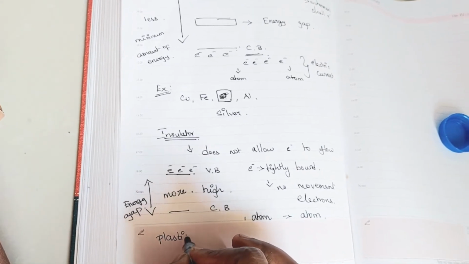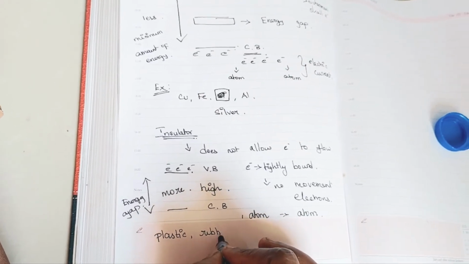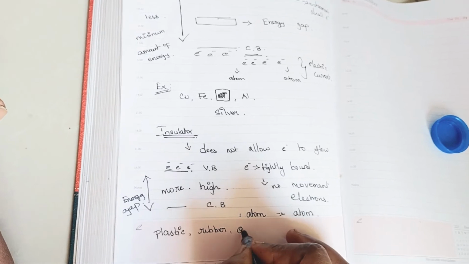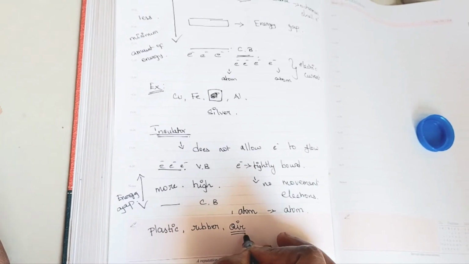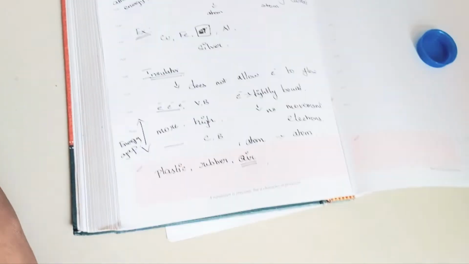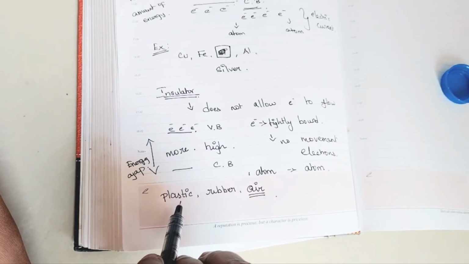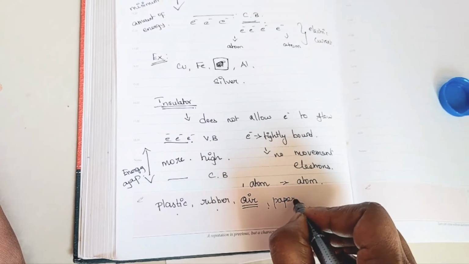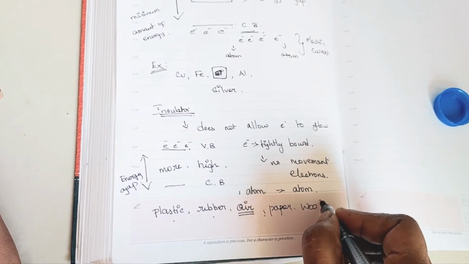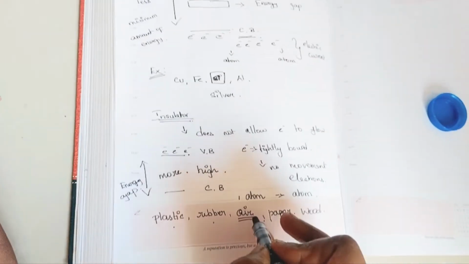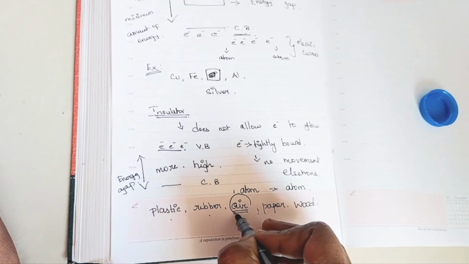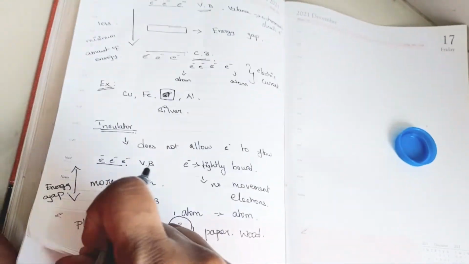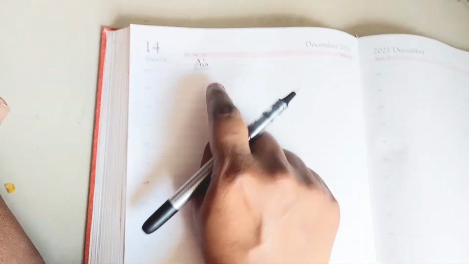Plastic is an example, and rubber is an example, and even what is that? Air is a good example for an insulator. But I told you plastic, rubber, even paper is also an example for an insulator. Wood is an example for an insulator. And this air has a dual property.